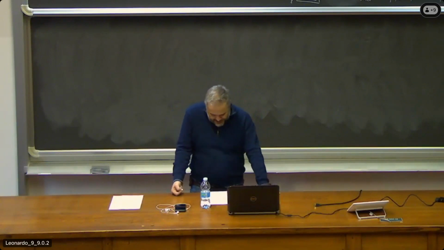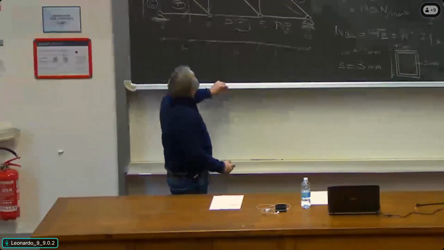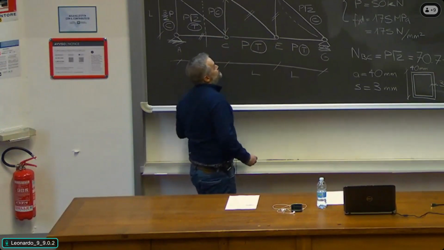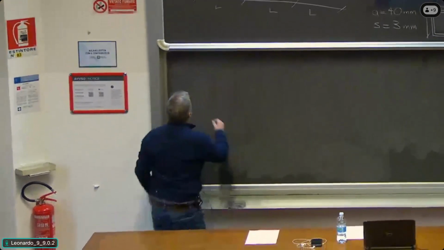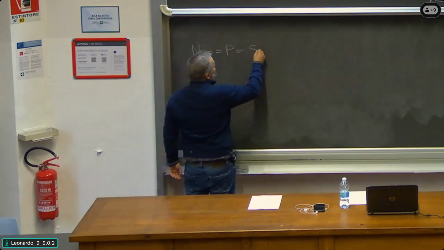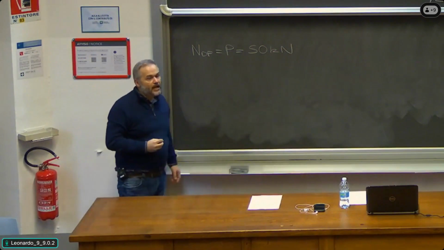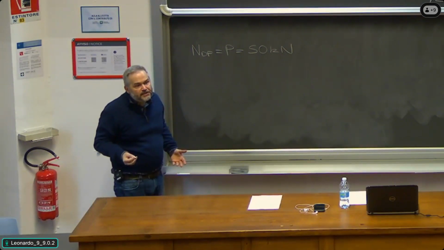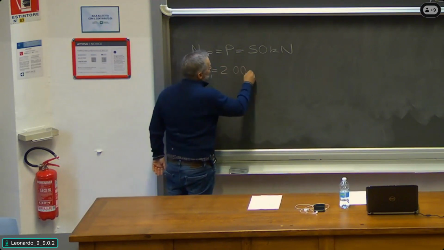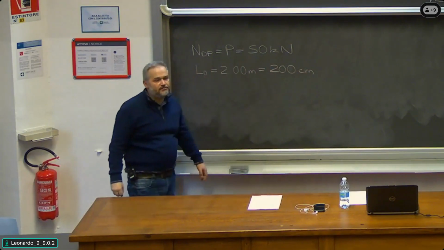The last point of the exam was to design the section of DF. Where is DF? It's here at the top, and it's again compression, the value is P. So we have to design for a compression force equal to P, which means 50 kilonewtons. The buckling length, in this case, as we previously explained, is L0 equal to 2 meters, which means 200 centimeters. No difference with the previous member.